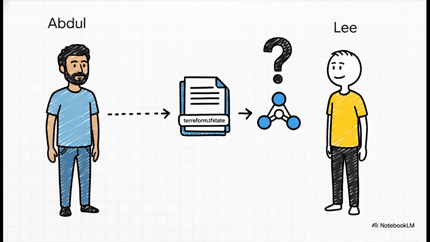A few weeks go by, and Lee joins the team. Awesome. But now they need to collaborate, and that means they have to share the state file. The most obvious solution seems to be, hey, let's just commit terraform.tfstate to our Git repo. On the surface, it kind of makes sense, but this, right here, is where the trouble begins.